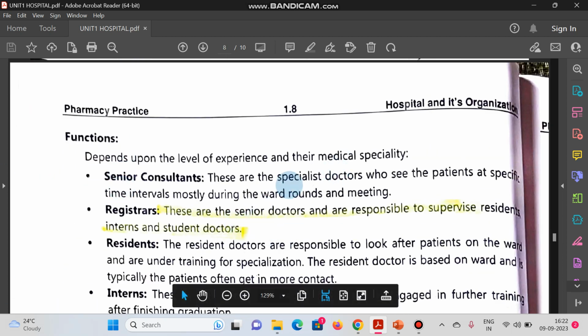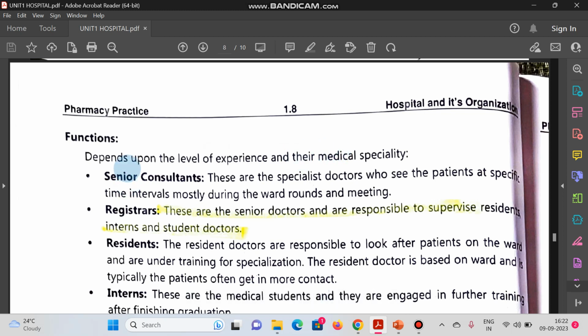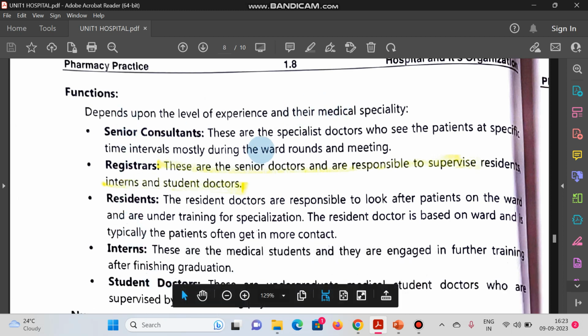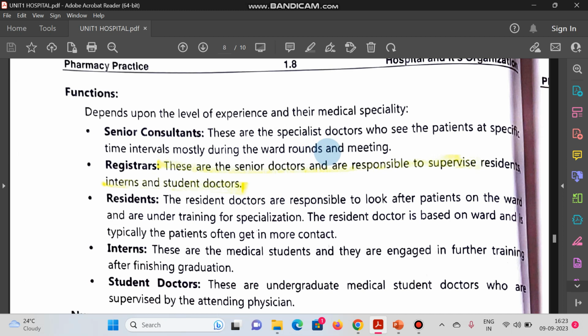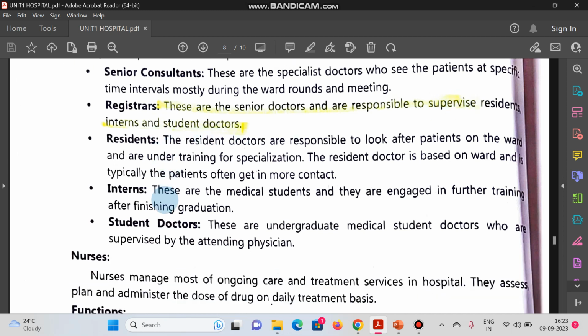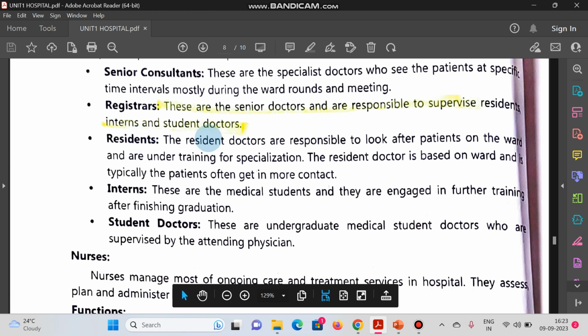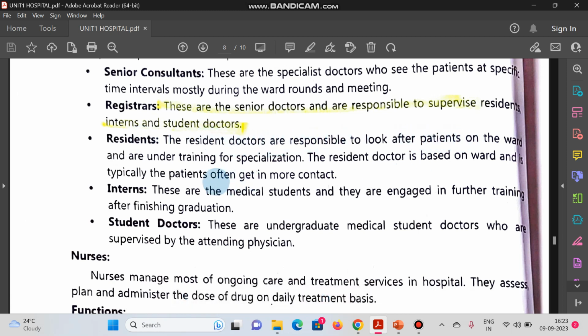There are different levels of experience and medical specialty, and they are categorized into different categories. Senior consultants are specialist doctors who see the patient at specific time intervals, mostly during ward rounds and meetings. We have registrars. These are the senior doctors, responsible for supervising residents, interns, and student doctors. Afterwards, we have the residents. These are the doctors responsible for looking after the patients or the ward, and are under training for specialization.